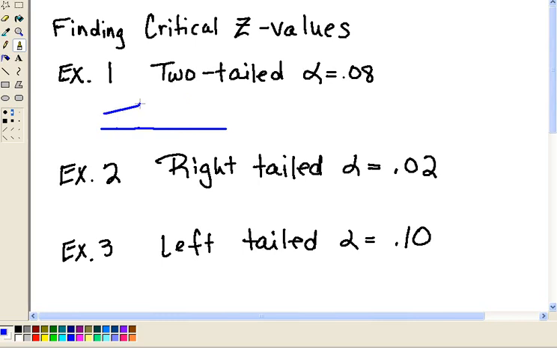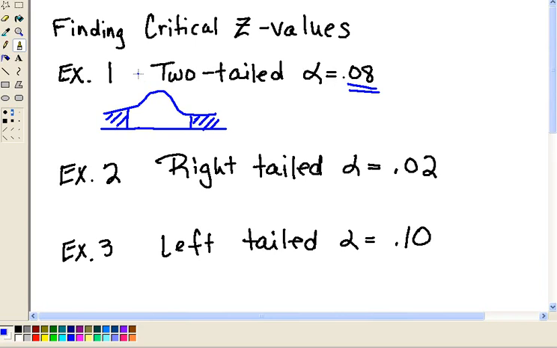You're always going to assume you have a normal, bell-shaped distribution. Your alpha tells you your area in your critical region. If it's two-tailed, you're going to have 2 critical regions, a region there and a region there, and alpha tells you the total area in here and in here.